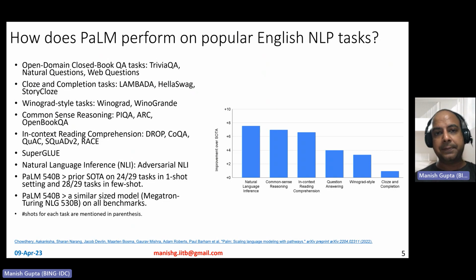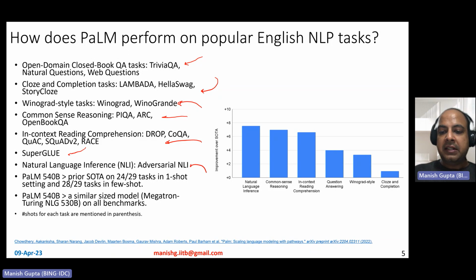All of the pre-training part and the large infrastructure that they've used to train. How does PaLM perform on popular English NLP tasks? They measured on several tasks. On open domain closed book question answering tasks like TriviaQA, Natural Questions, Web Questions; cloze and completion tasks like LAMBADA, HellaSwag, StoryCloze, and so on; Winograd-style tasks, common sense reasoning tasks, in-context reading comprehension tasks, SuperGLUE, NLI. So they've essentially measured across so many different tasks.